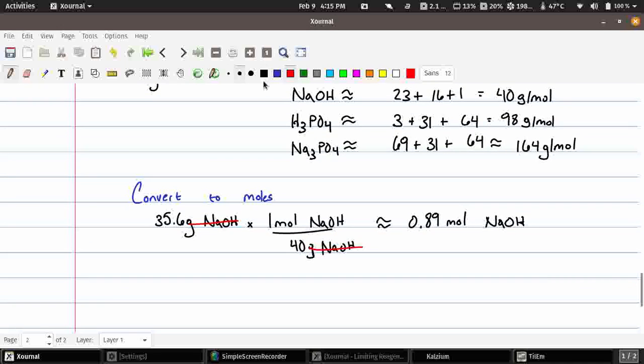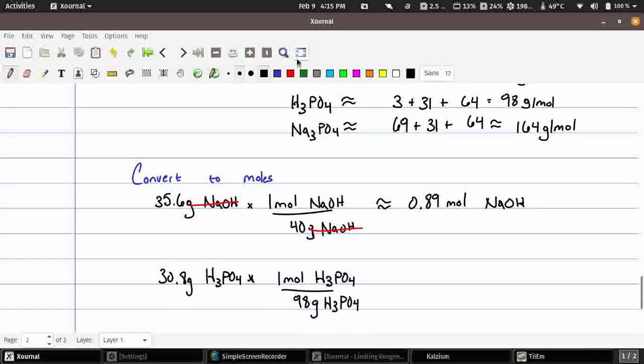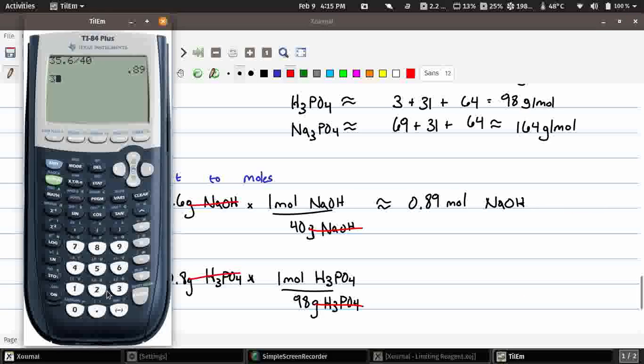Let's cross these off because we are in moles of sodium hydroxide now. Now we have to do the same thing for phosphoric acid. We have 30.8 grams H3PO4 times 1 mole H3PO4 over 98 grams H3PO4. Let's see how this works out. We cancel this and do it in the calculator. 30.8 divided by 98 gives us 0.314 moles.